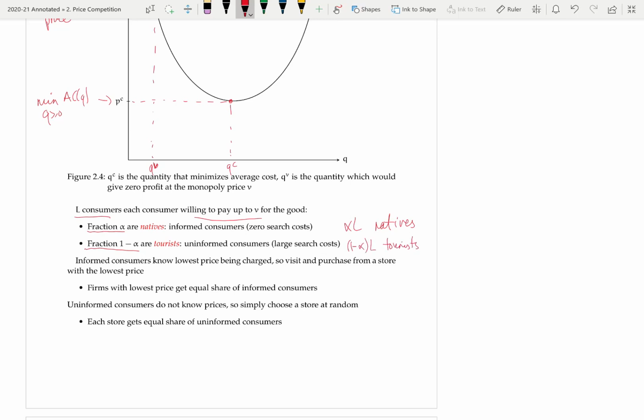So the informed consumers know the lowest price being charged, so they visit and purchase from a store with the lowest price. So firms charging the lowest price get an equal share of the informed consumers, they get an equal share of the natives. Uninformed consumers don't know the prices, they choose a store at random. Every store gets an equal share of the uninformed consumers. So uninformed consumers go to both high price stores and lower price stores.